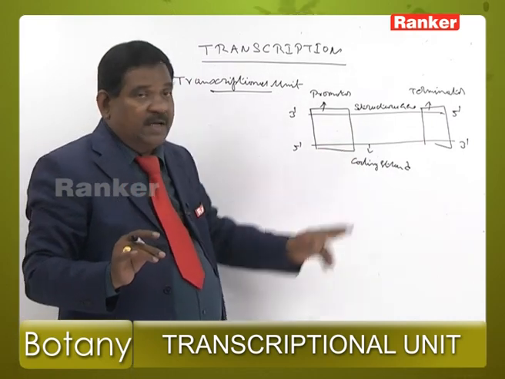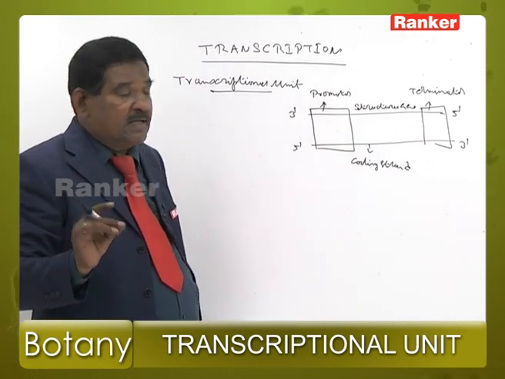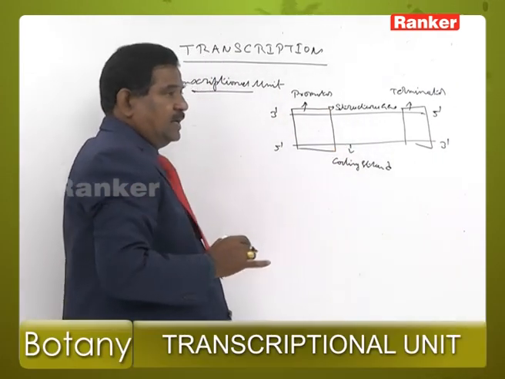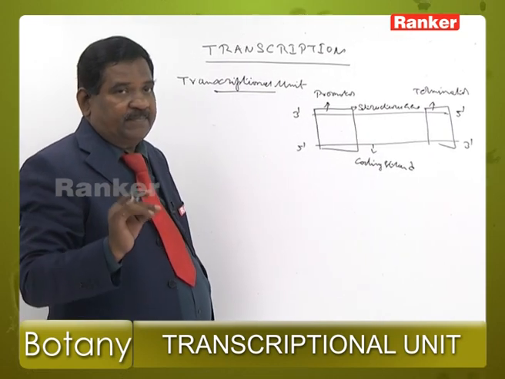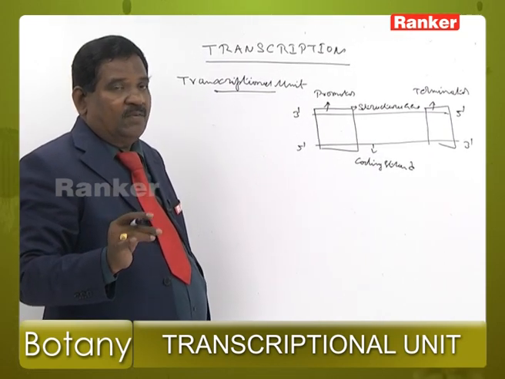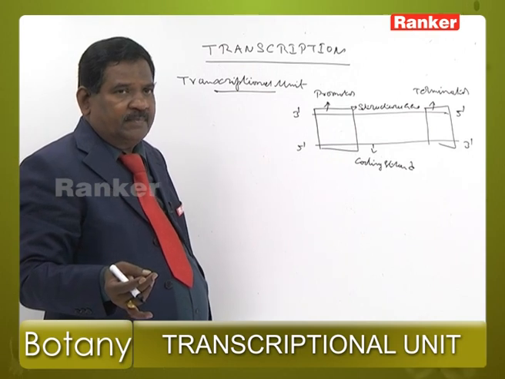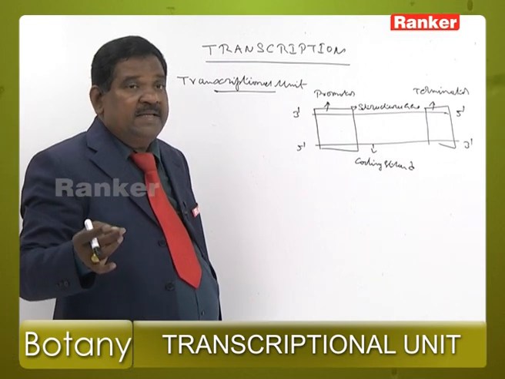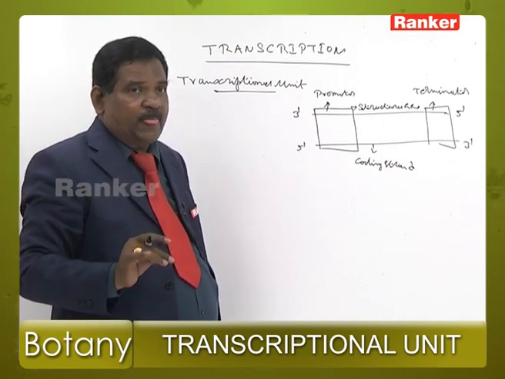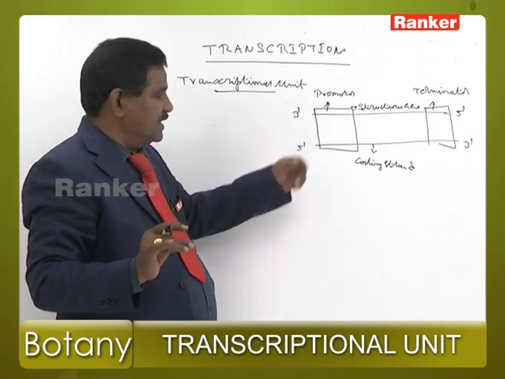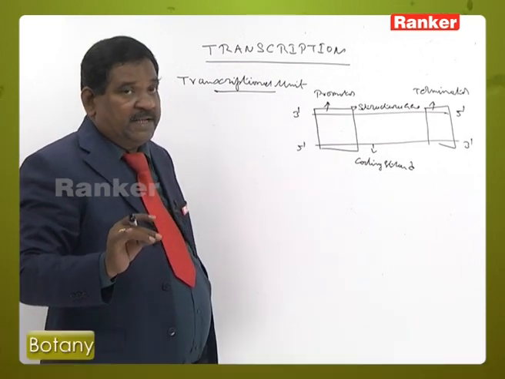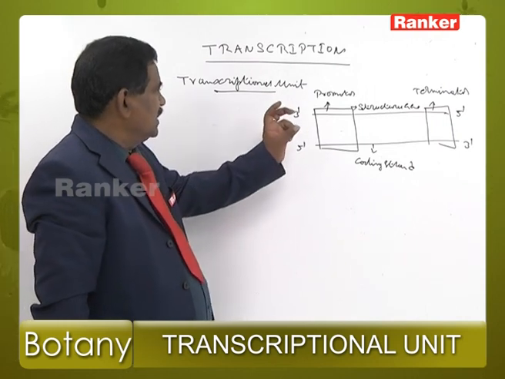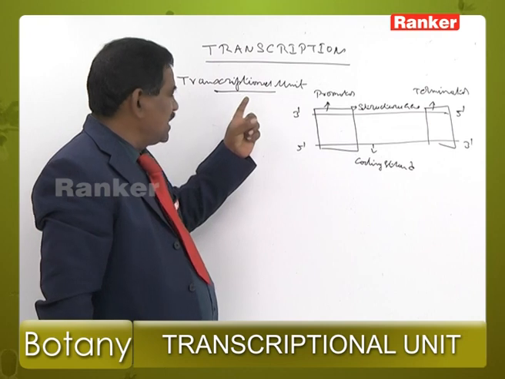In this region only, mRNA is synthesized. That means from this region, transcription is initiated. Then what is the need of this promoter? Here, the RNA primer is attached. That initiates transcription. So these are the three structures present in a transcriptional unit.